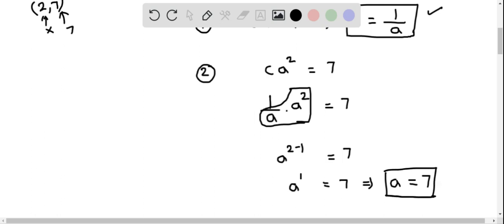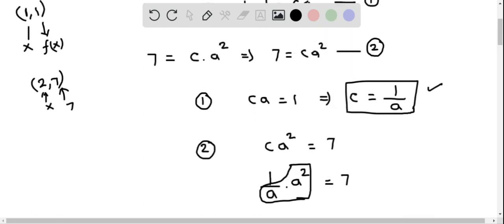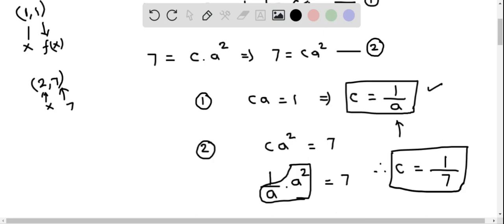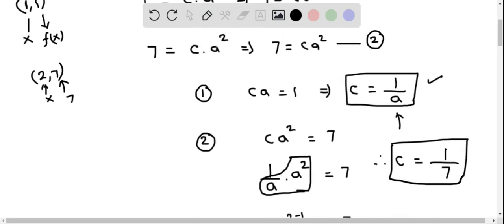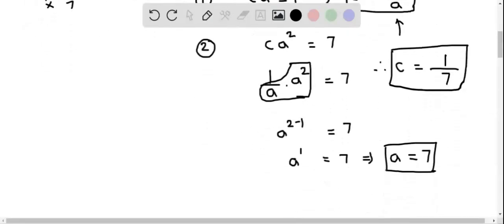And we can put this value of a into the expression for c, so c equals 1 over a, which is 7, so c equals 1 over 7. And so we have now determined the two values, c and a, which are required to determine the function f(x), which is in the form of c times a raised to the power of x.